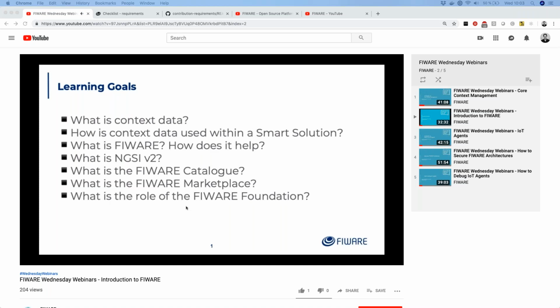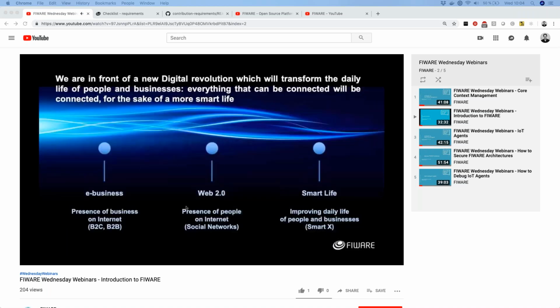Obviously, it is very important with FIWARE to understand what we mean by context data. Context data depends on what people are saying it actually means, obviously. So you need to understand our definition. The point about our definition is that it is applicable to FIWARE itself.